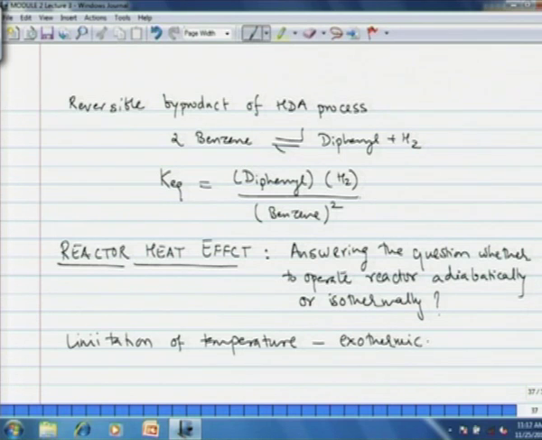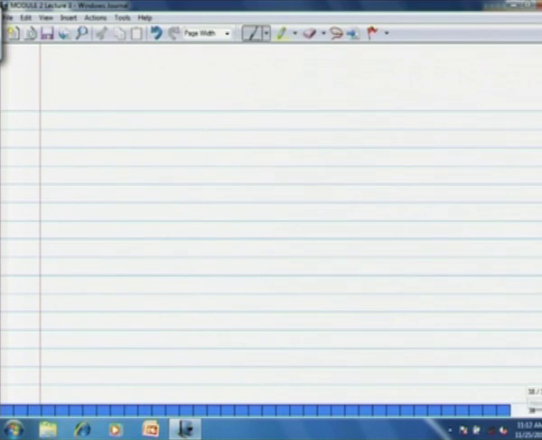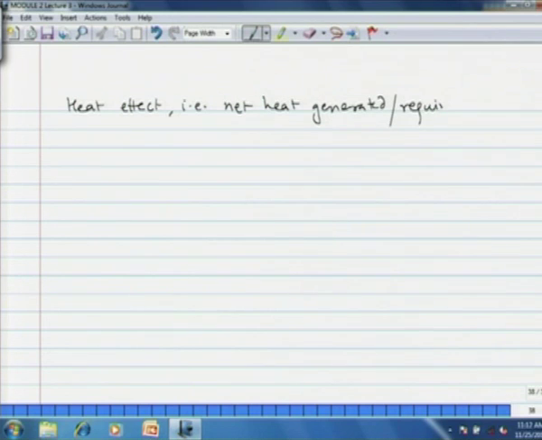Okay. For endothermic processes, we have to supply heat. However, to answer the question whether we have to operate the reactor adiabatically or isothermally, we have to see the heat effect of the reactor, that is the net heat generated or required for the reaction.